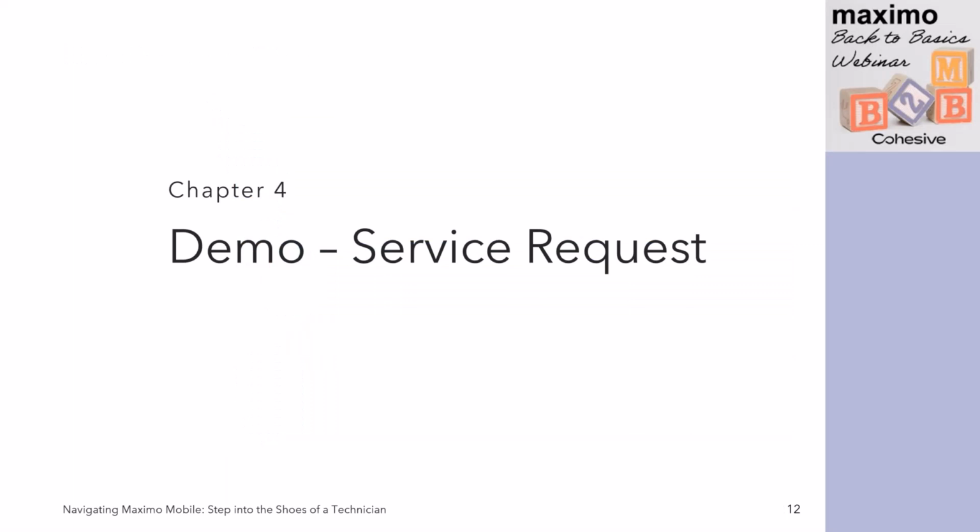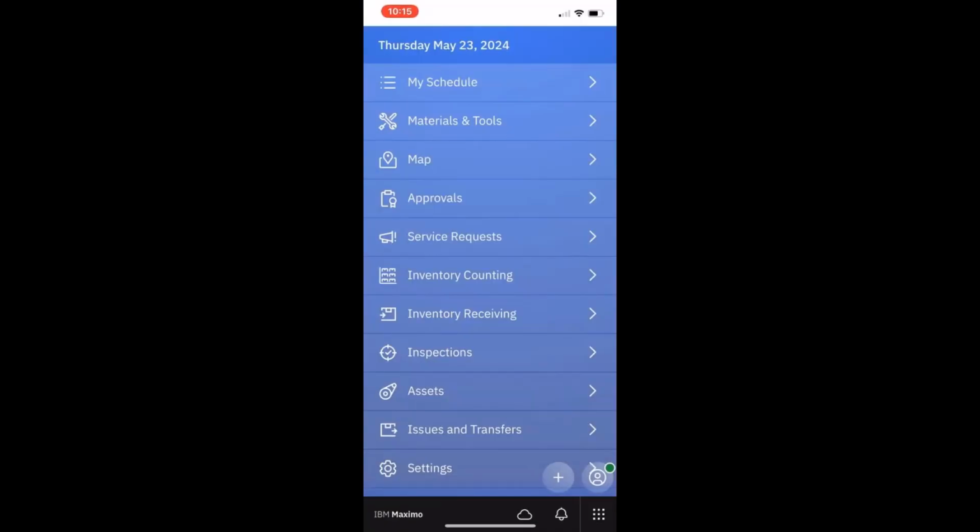All right, thank you again, Anissa. Now I'm going to share my phone screen with you all, and then we will go through creating a service request. So here we see the schedule. And the first thing that we're going to do once we have the schedule open is click on this plus button down in the bottom of the screen and create a service request.